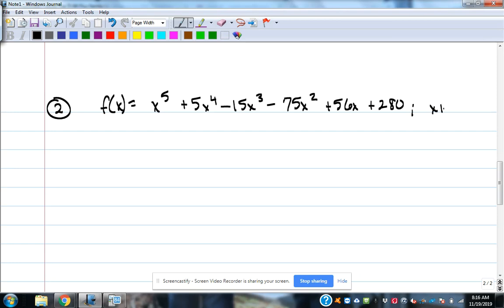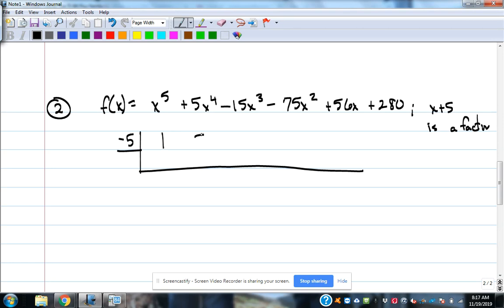So I'm going to tell you that x plus 5 is a factor. That means if I divide that polynomial by x plus 5, the remainder will be 0. And that will take that polynomial and break it down from a 5th degree into a 4th degree. So what goes on the shelf? -5. So the opposite of x plus 5, I'll give you a -5 on the shelf. And then you put 1, 5, -15, -75, 56, 280 up there. Drop in and start working.